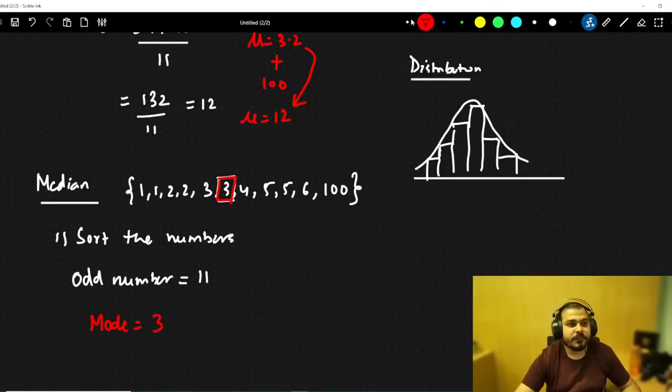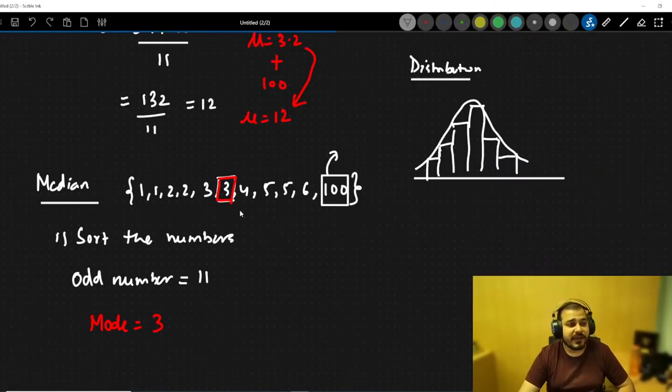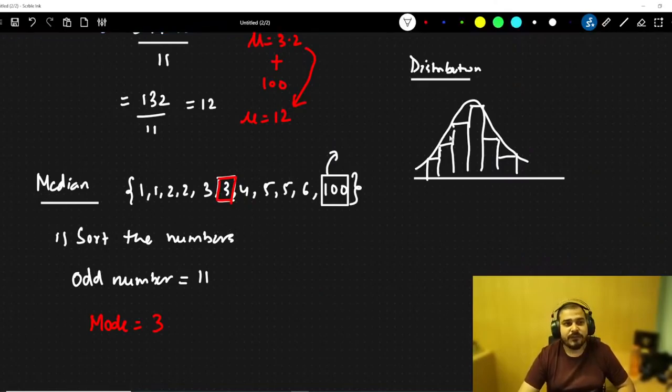Now understand, even though the outlier is added, see, outlier basically means what? An outlier is a number which is completely different from the entire distribution. Over here you can see that 100 is completely different from the entire distribution. Now your question may arise, okay Krish, what if I have one more number like this? Let's say that I have one more number, 112.